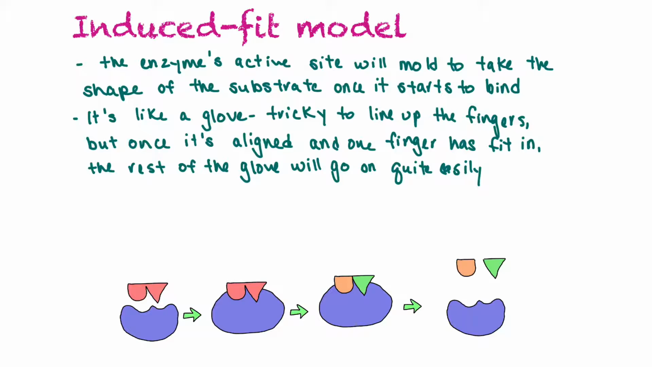Now the induced fit model suggests that the enzyme's active site will mold to take the shape of the substrate only after it started to bind. So it's kind of like us putting on a glove. When you first put your hand into the glove, your fingers might not line up properly, but eventually you'll get it aligned once you have one finger fit in, and then the rest of the glove will go on quite easily. So that would be the idea of the induced fit model. The enzyme wraps around the substrate and then acts on it, and products are produced and then they're released.